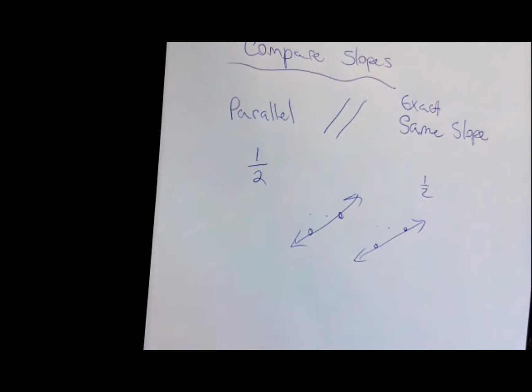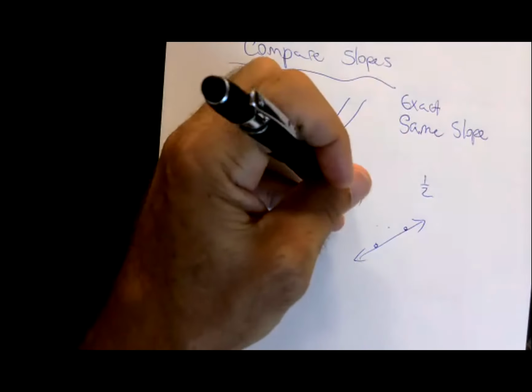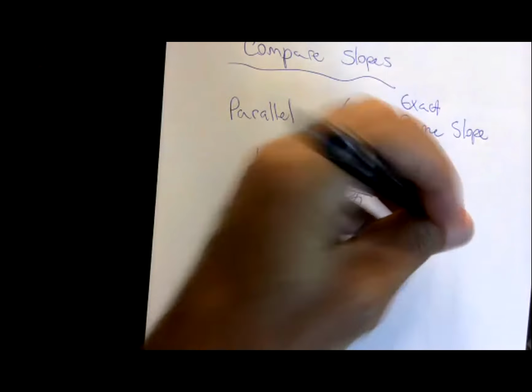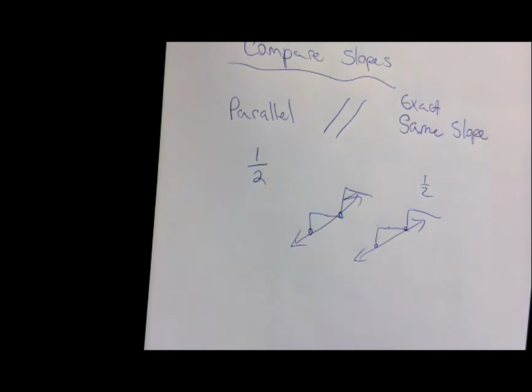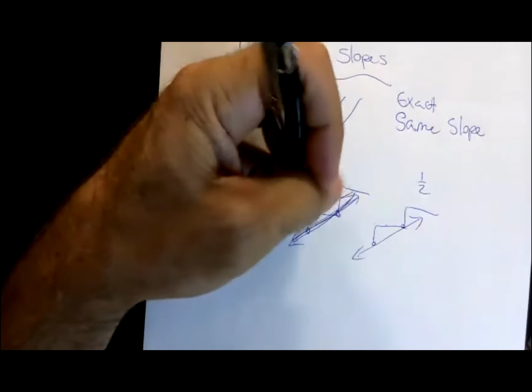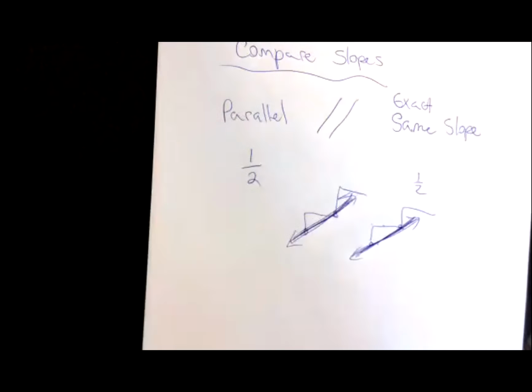They will never cross. Because as this one goes up 1 and over 2, this one's going to do the exact same thing. And they're going to constantly run at the same rate. So they will never intersect. They will run side by side.